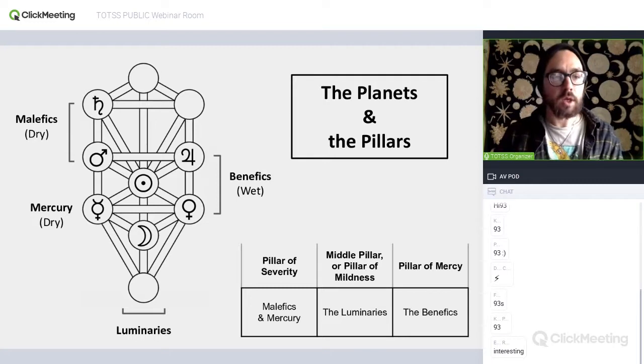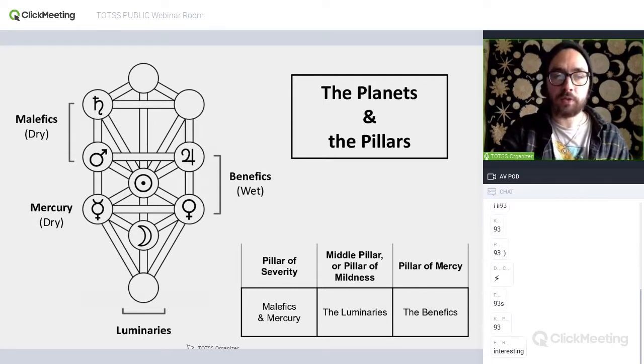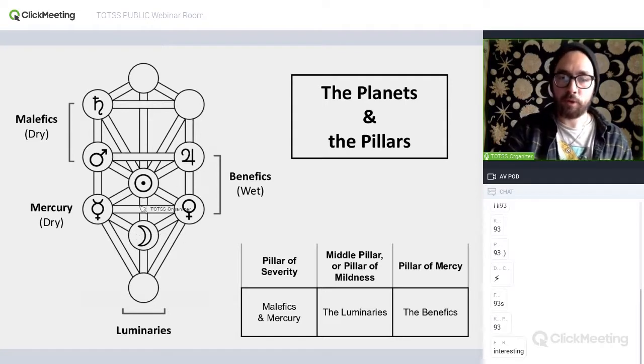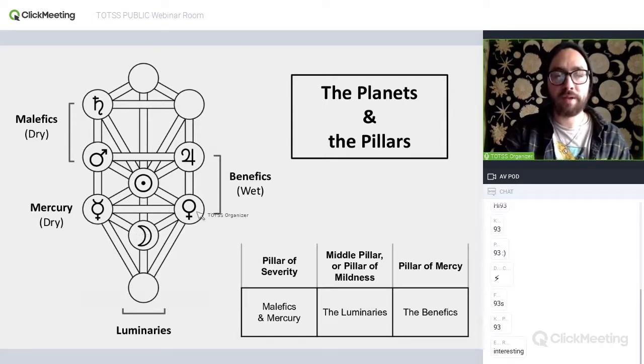And so we see that the luminaries, the Sun and the Moon, both fall in the middle pillar. Then the two benefics, Venus and Jupiter, both fall on the pillar of mercy. The two malefics, Mars and Saturn, fall on the pillar of severity. And then Mercury also falls on the pillar of severity.